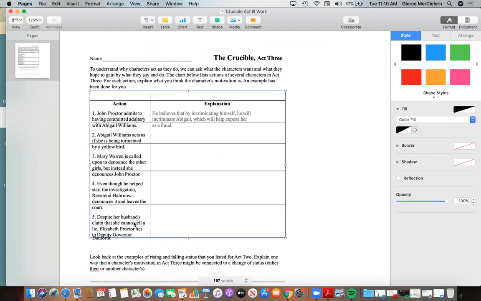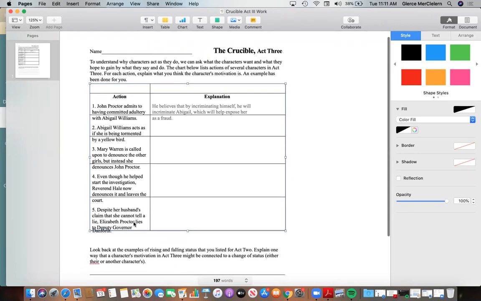So for each action, you're going to explain what you think the character's motivation is. So the first example, for instance, John Proctor admits to having committed adultery with Abigail Williams. So what's the explanation for that? He thinks that by admitting what he did and incriminating himself, he can also thereby incriminate Abigail, and that'll help expose her for the fraud that we know she is. So that's what you're going to do for each of these: look at the action they're talking about and then explain what their motivation is for having done that action.